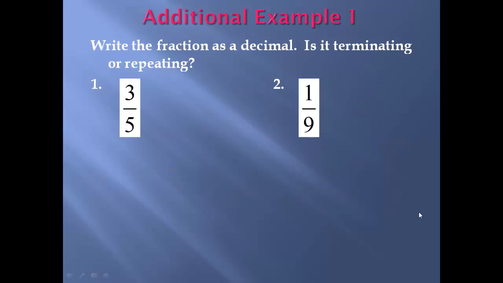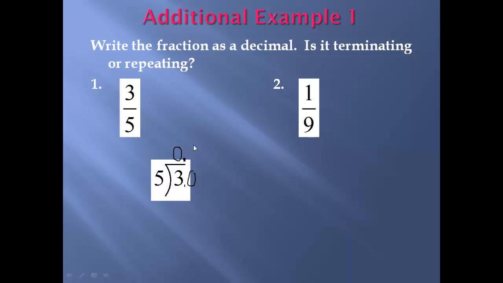Now we have a couple of additional examples. You can pause the video and try them on your own, or you may follow along. We want to write the fraction as a decimal, and then we want to determine if it is terminating or repeating. For number 1, we have 3/5. This would be 3 divided by 5. 5 cannot go into 3, so we're going to put a 0 above that 3. And then we need to add a decimal behind the 3 and another 0 so we can continue dividing.